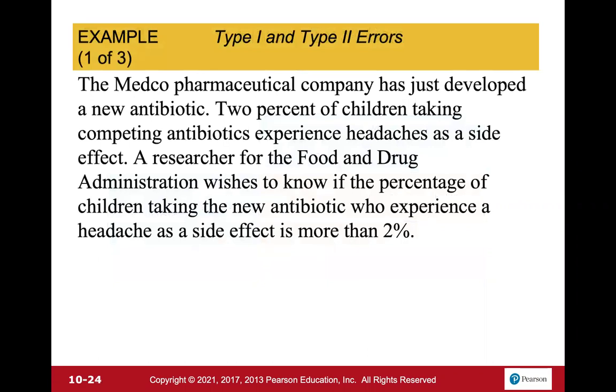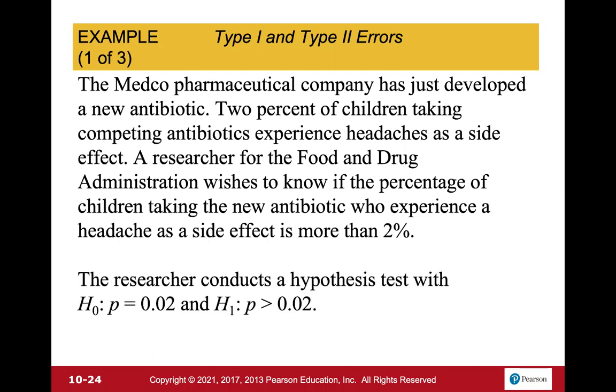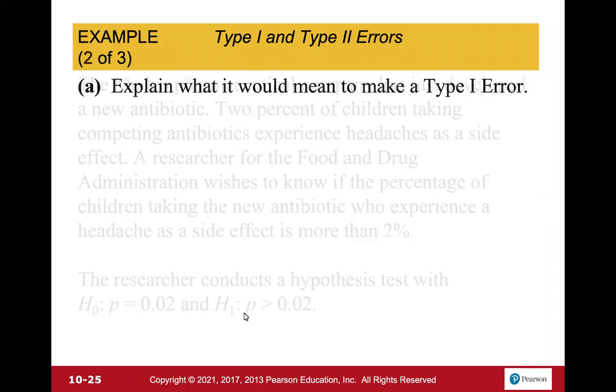So let's look at the difference in errors. The Medco pharmaceutical company has just developed a new antibiotic. 2% of children taking a competing antibiotic experience headaches as a side effect. A researcher from the FDA wishes to know if the percentage of children taking the new antibiotic who experience a headache as a side effect is more than 2%. So the researcher conducts a hypothesis test. We have H naught, we have H1. So H naught was P equaling 0.02. H1 was P being greater than 0.02.